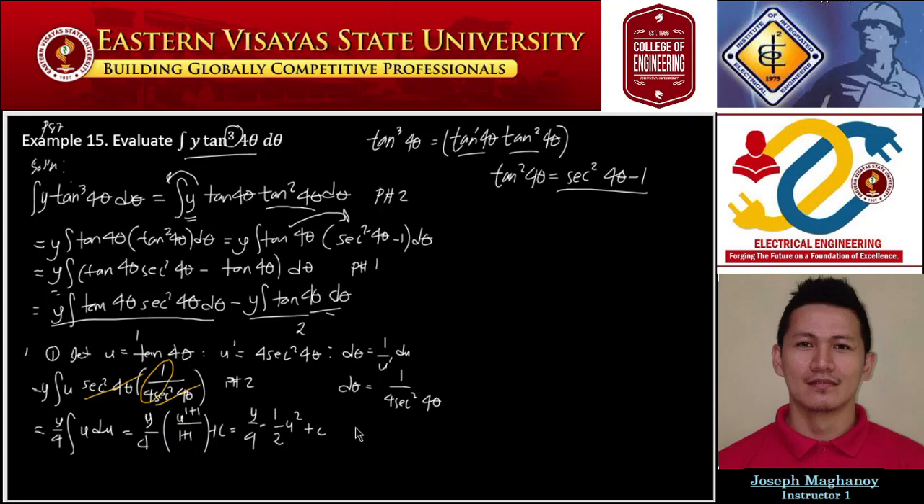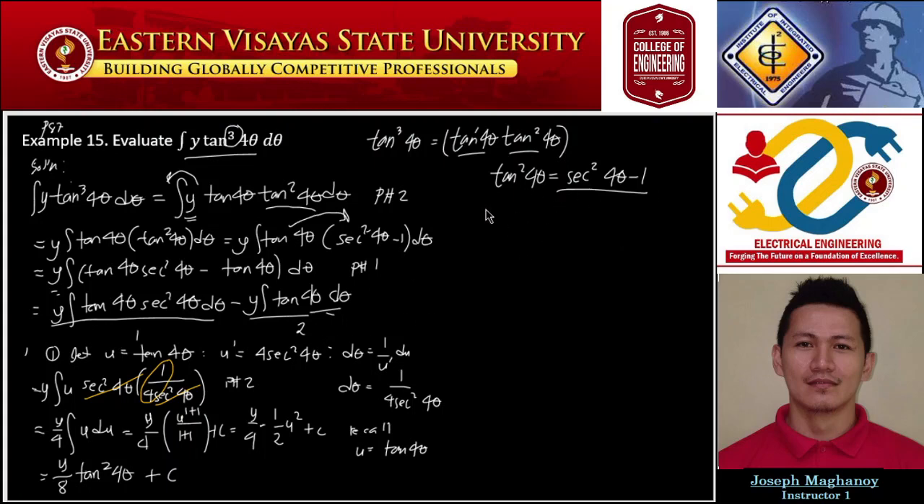Then we recall our value of u, which is tangent 4 theta. We rewrite. So y over 4 times 1/2, that would be y over 8 times, recall u is tangent 4 theta, copy the power 2, tangent squared 4 theta plus c. So that is your answer for your first term only. So proceeding with our second term.